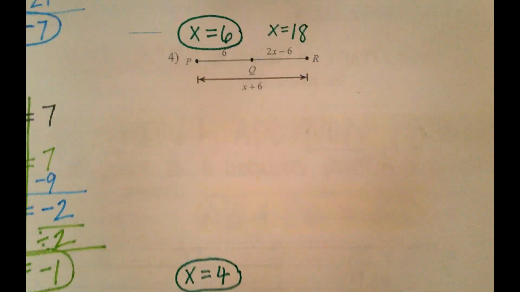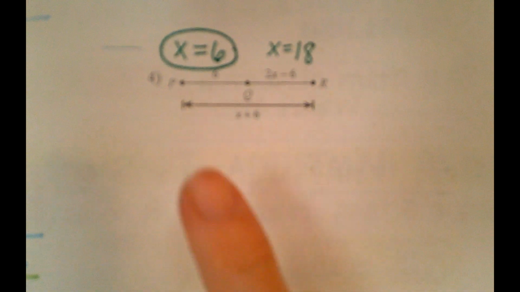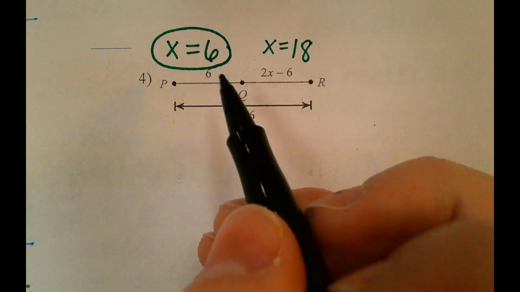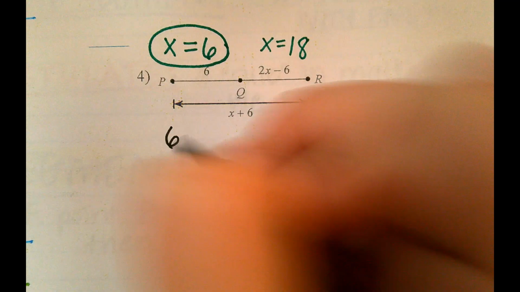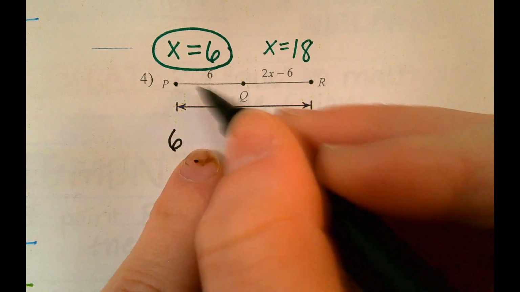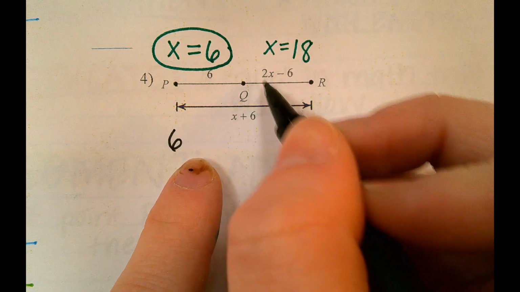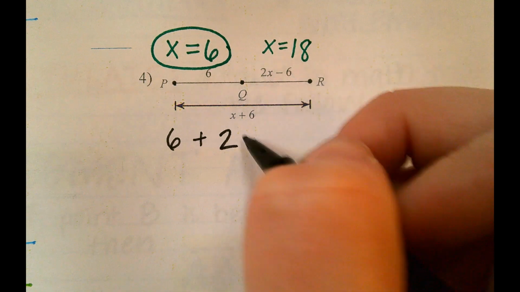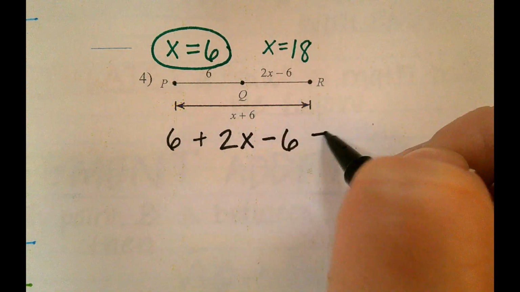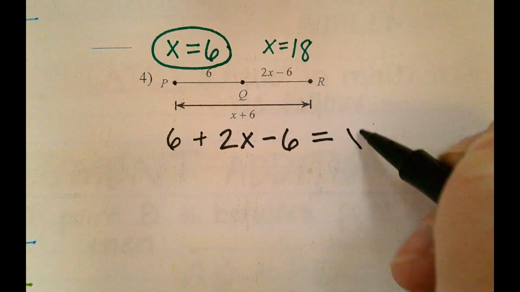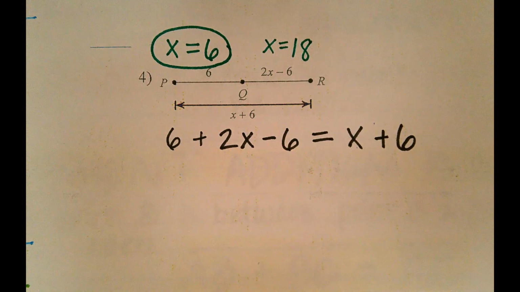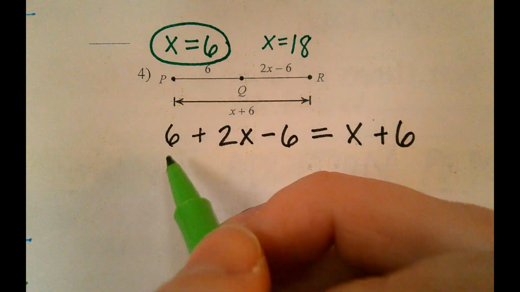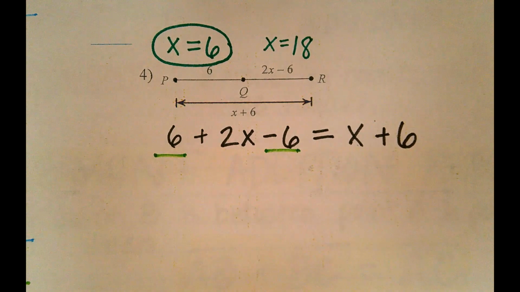Oh, okay. So maybe we'll see some similar things. So, Jose, I appreciate you speaking up. Tell me, how did you begin your problem? What did you write? I added the 6 and the 6. Okay, so let's start with your equation. Did you have 6 plus 2x minus 6 written? Yes. Okay, so let's write that. 6 plus 2x minus 6. And did you also put equals x plus 6? Yes. Perfect.